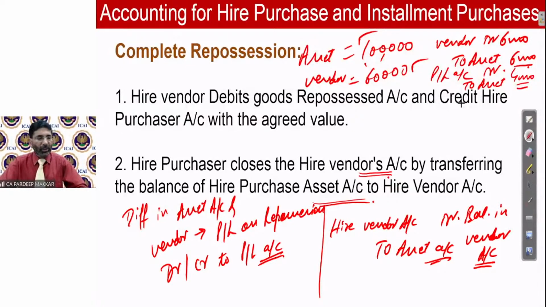You may note it down, beta. I would like to show you that particular illustration once again. There's no problem. Whatever we have discussed after this, first of all, try to understand the repossession. Then we will come back to that particular illustration. If you have any doubt, I would like to take attention. There's no worry.